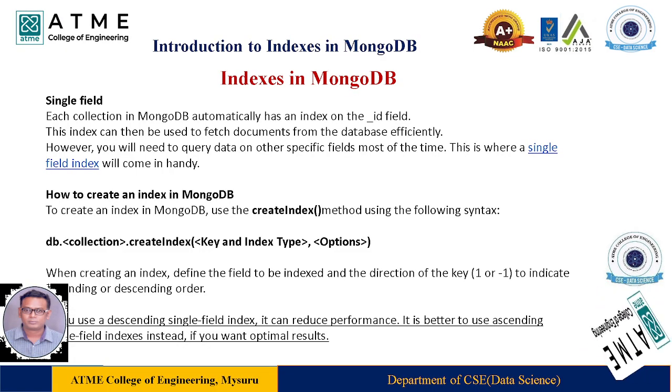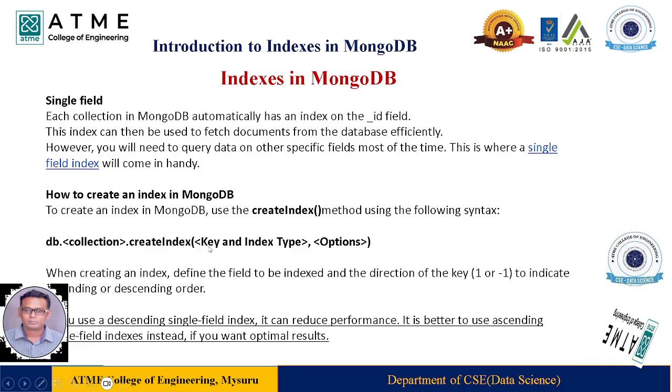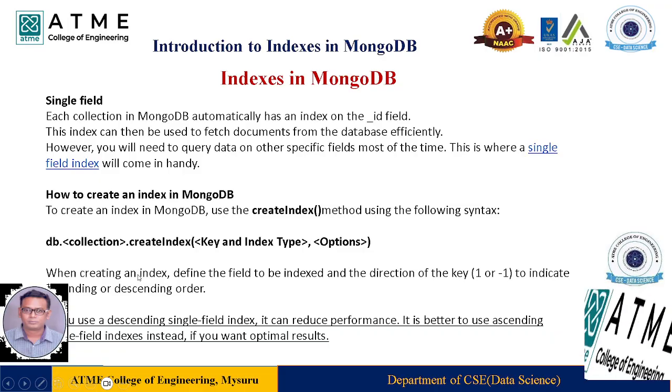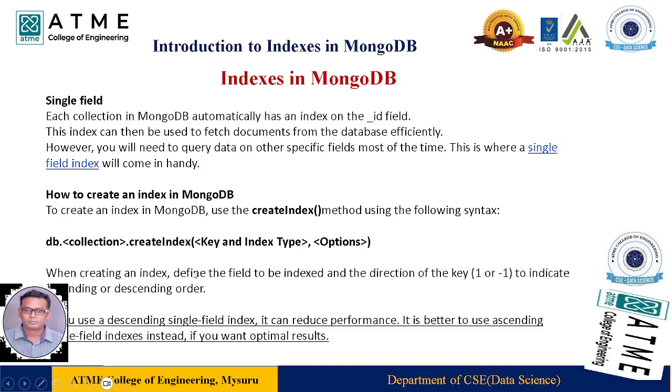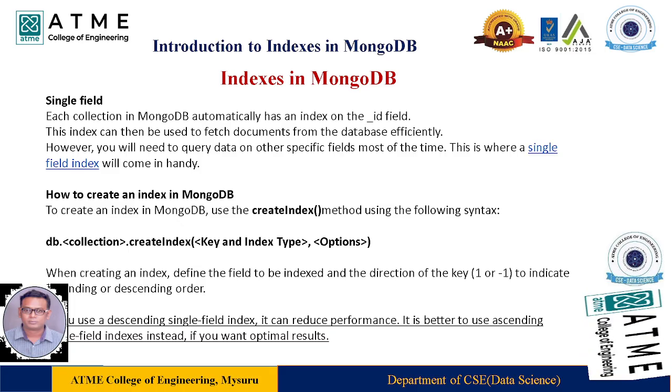So how do you create a single field index? db.collectionName.createIndex is the keyword you're going to use, followed by the key and index type, and you'll provide the options here. When creating an index, you have to provide the field to be indexed. You have to provide a field name and the direction of the key, that is 1 or -1, to indicate ascending or descending order. 1 indicates ascending order, -1 indicates descending order.